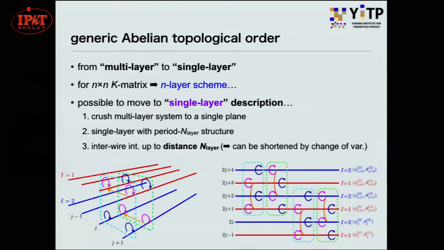Basically, my strategy of constructing a general Abelian topological phase characterized by an n by n K matrix is to prepare n layers of coupled wires and connect them by some designed interaction, which is given by a cosine interaction. But you can rewrite this system as a single layer problem by introducing further-range hopping processes like this. Namely, you just crush the n-layer system into a single layer.